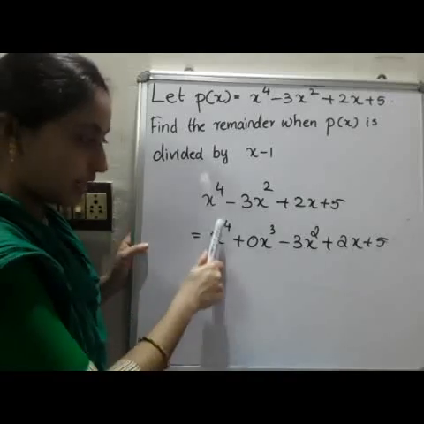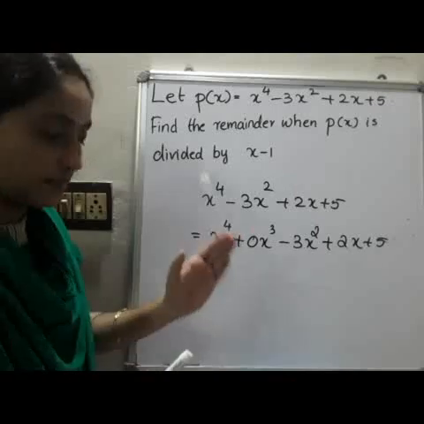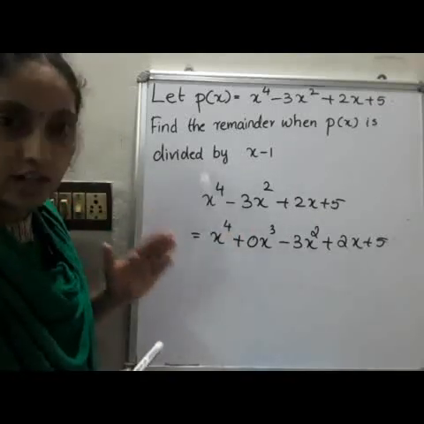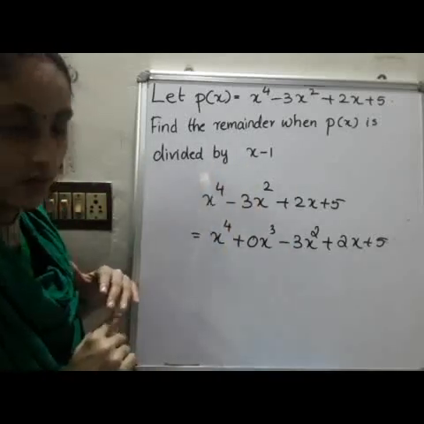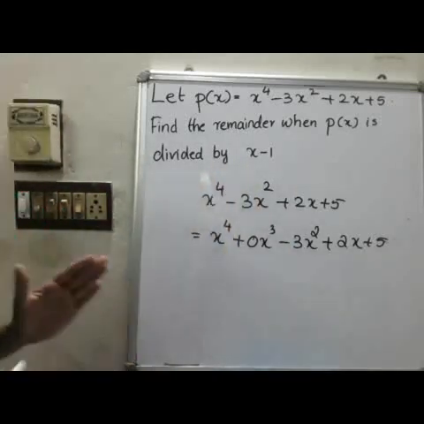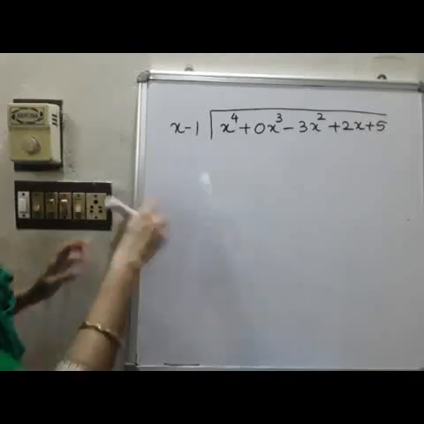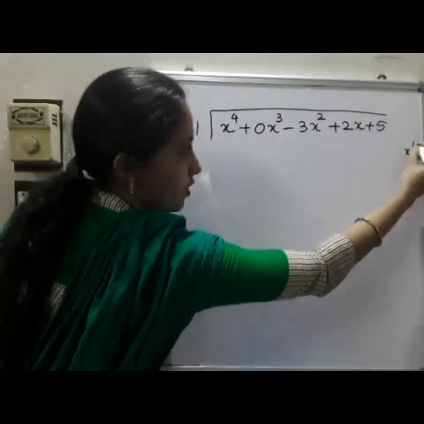So we have to put 0 x cube there. That is, the degree powers will be in decreasing order. That you have to capture in your mind. Then you have to divide this polynomial by x minus 1. I will show you. So listen here please. Okay, I am going to divide the polynomial. What is the first step? Yes, x raised to 4 by x.